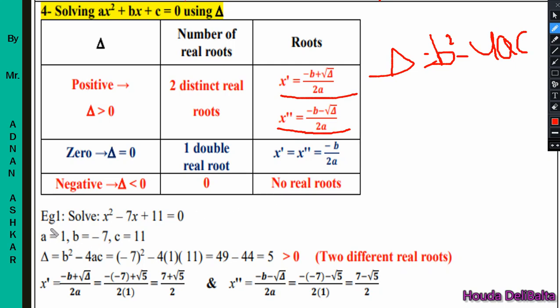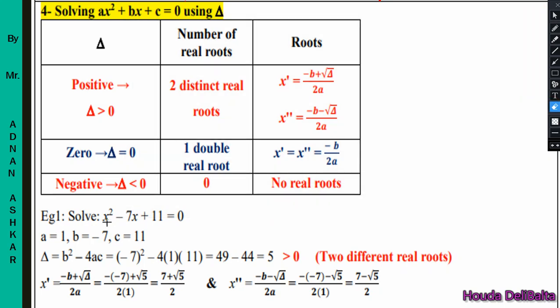Here is example 1. Solve x squared minus 7x plus 11 equals 0. A is 1, B is minus 7, and C is 11. We are going to use the discriminant delta to solve this equation. Delta equals, again and again, b squared minus 4ac. Then minus 7 squared minus 4 into 1 into 11. Then it's 49 minus 44, which is 5. Positive means I have two different real roots for this equation.